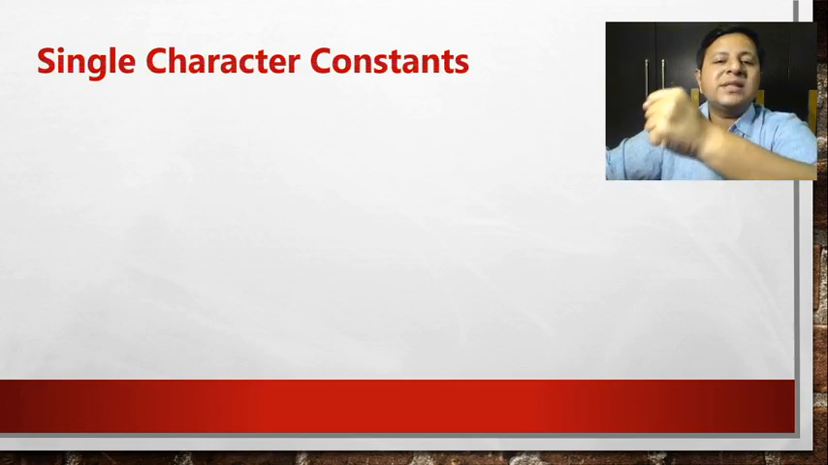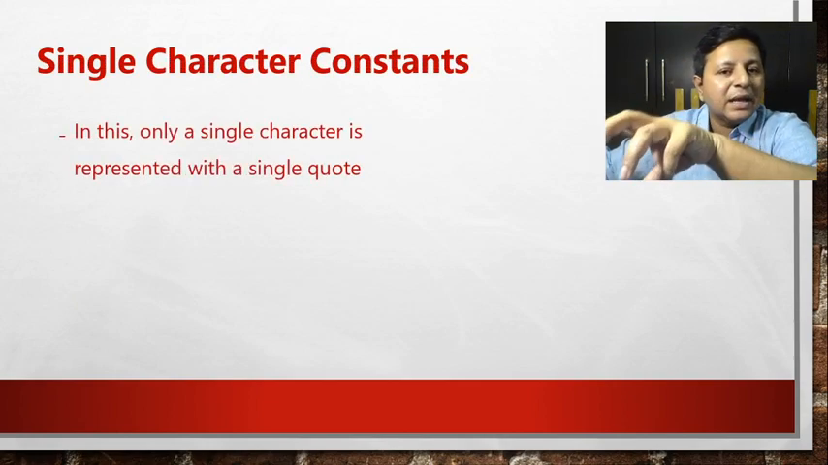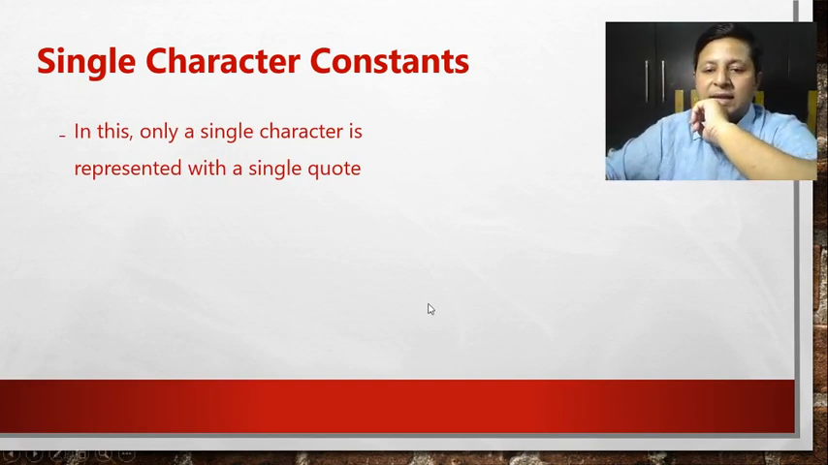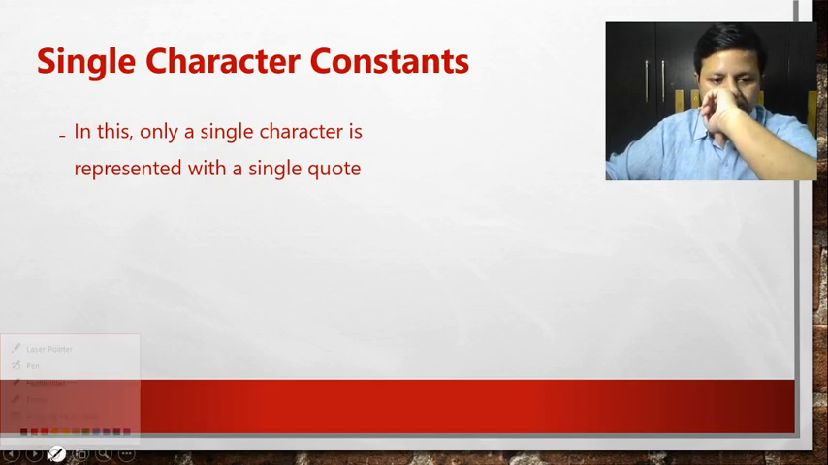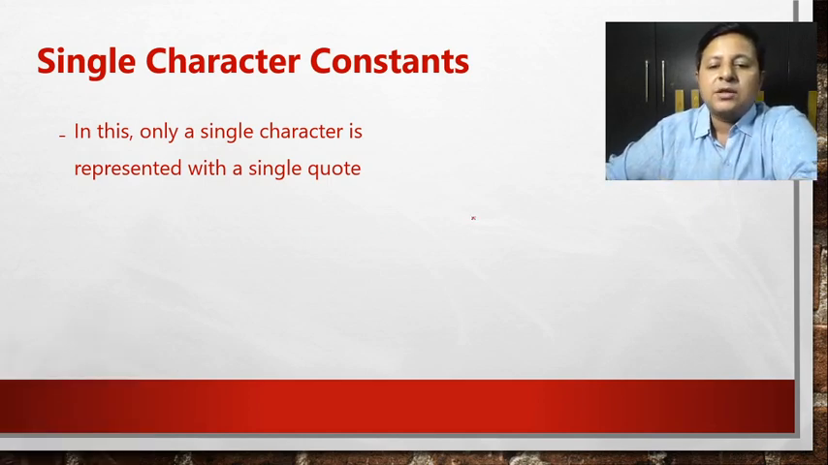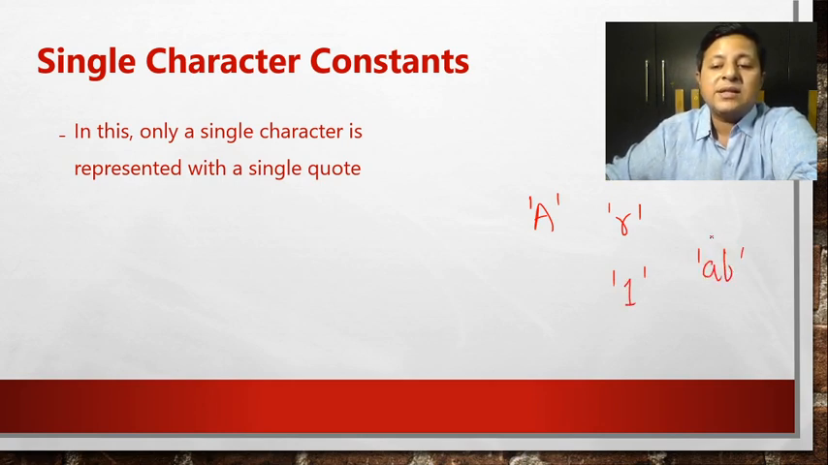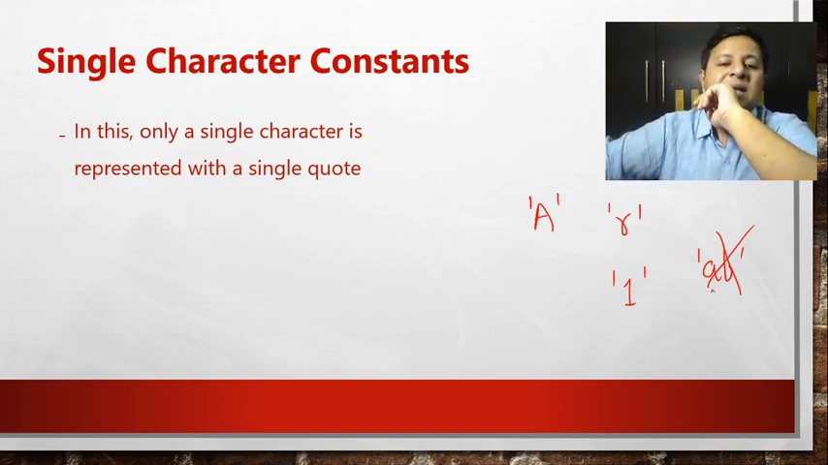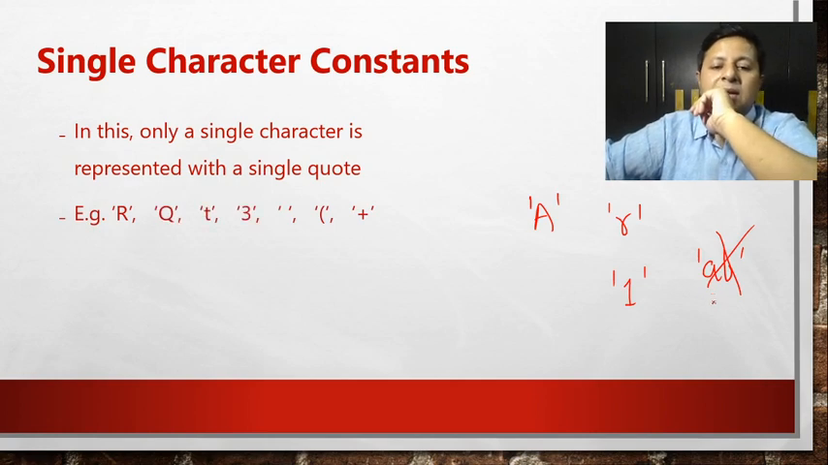Single character constants. In the case of single character constants, you will always have only one character within a single quote. If you look at the example, within a single quote I can have A, I can have R, even a single digit can be there. But if I put something like this, then that is invalid. I cannot have more than one character, and that's the general rule for a single character constant. These are the typical examples.